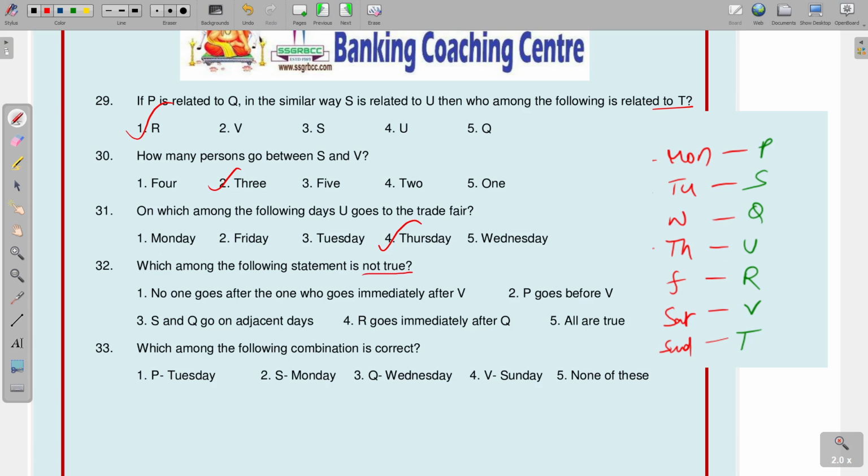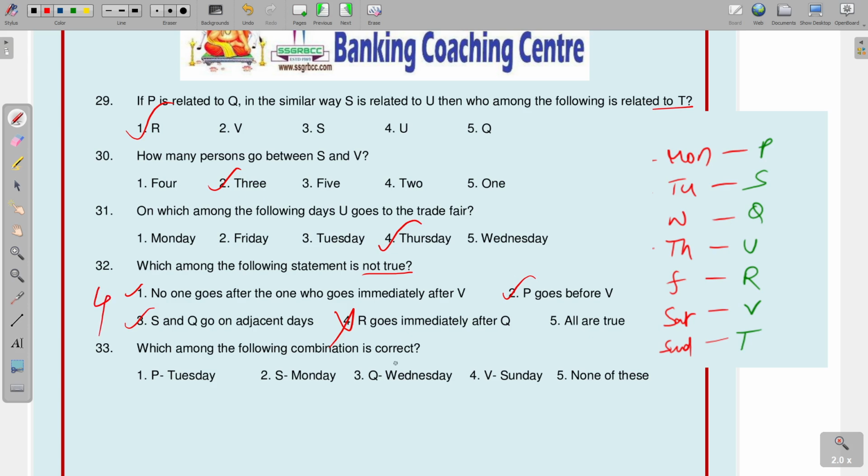No one goes after the one who goes immediately after V. Okay, so it is correct, because immediately after V, T is going. After T, no one is going. P goes before V. It is also correct. S and Q go on adjacent days. Both are correct. And R goes immediately after Q. So between Q and R, one person is there. This is not true. Option 4 is the answer.